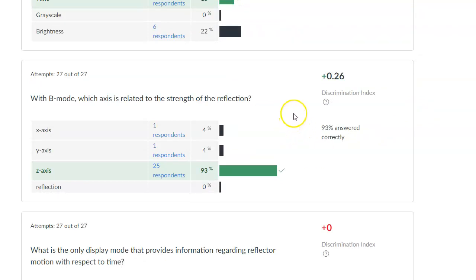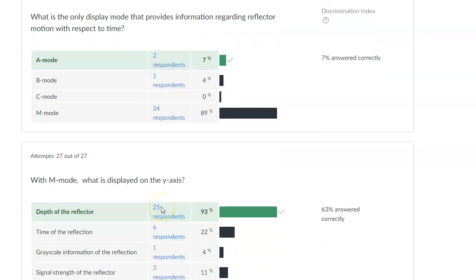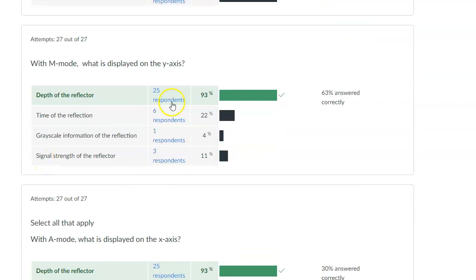With B mode, which axis is related to the strength of the reflection? This is the z-axis. Again, this is the brightness axis. Next question, what is the only display mode that provides information regarding reflector motion with respect to time? And so static time imaging is always M mode, and so that's good to see so many got it correct. With M mode, what is displayed on the y-axis? Remember, that was the depth. We had that question earlier.